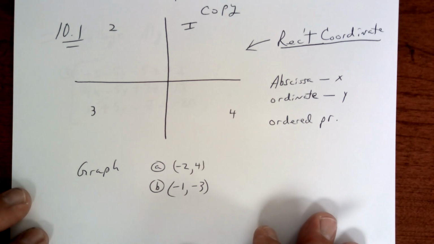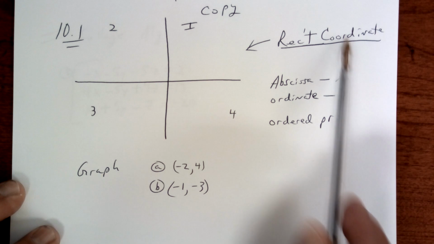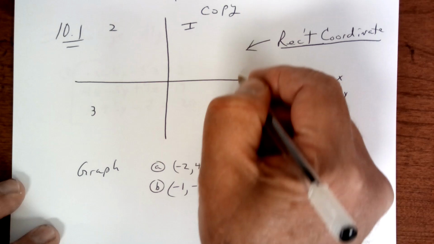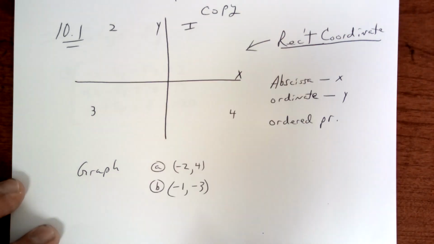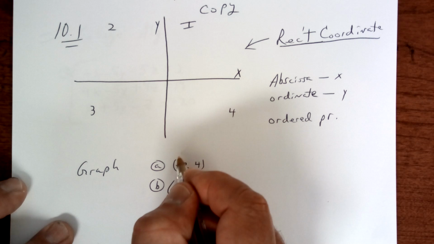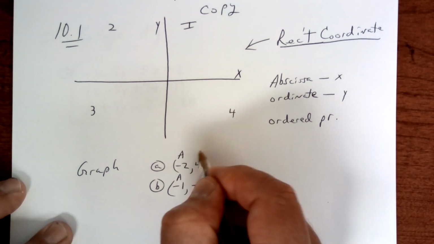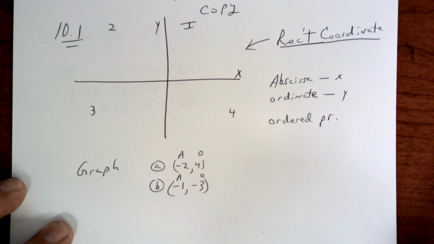Okay, well, you know about the rectangular coordinate. That's this. That's an x, and that's your y. The x's are called your abscissa. So this is an abscissa. The y's are called the ordinate. Those are the ordinates.